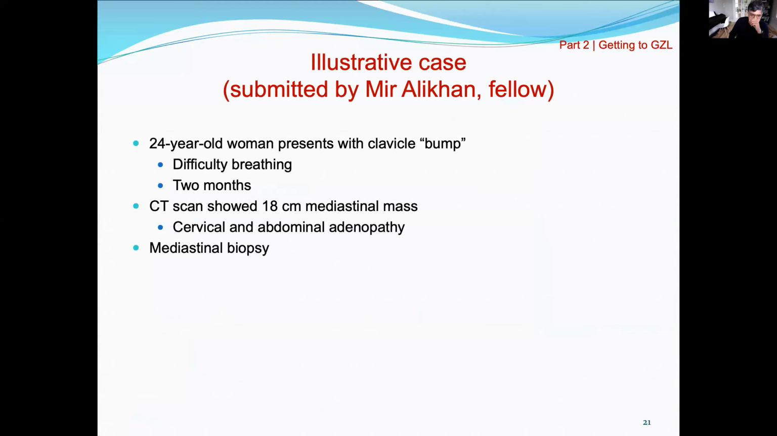So to illustrate one situation, I will show you a case that one of my former fellows, Mir Ali Khan, who is now attending at a nearby hospital, sent across to me. This was a 24-year-old woman with a bump in the clavicle, with difficulty in breathing for 2 months, and a CT scan was done, and it showed an 18 centimeter mediastinal mass. Okay, this presentation is perfect. Yeah, and there was cervical and abdominal adenopathy, and they decided to do a mediastinal biopsy.